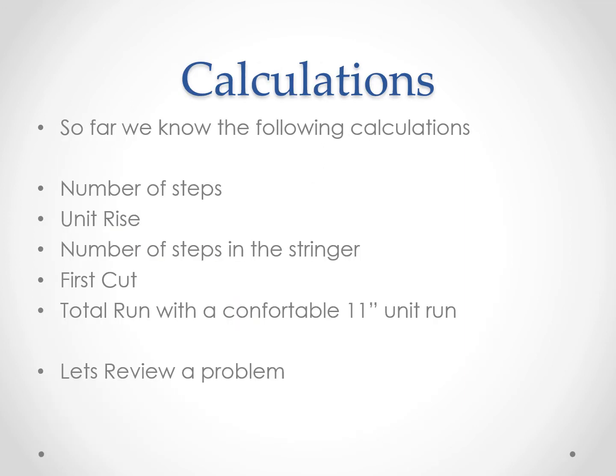Okay, so far our mathematical calculations are based on these things. We have the ability now to calculate the number of steps, the unit rise, and the number of steps in the stringer. We know how to make the first cut calculation, and we also know how to do the total run with a comfortable 11-inch unit run.